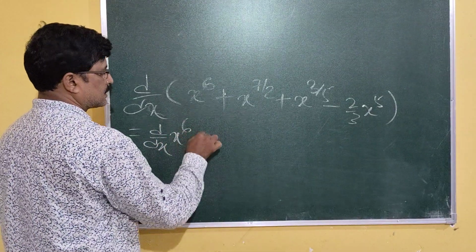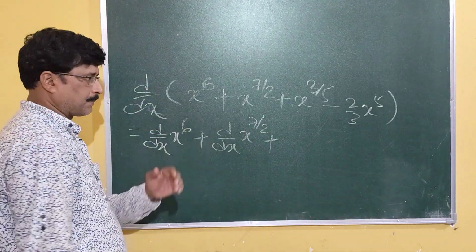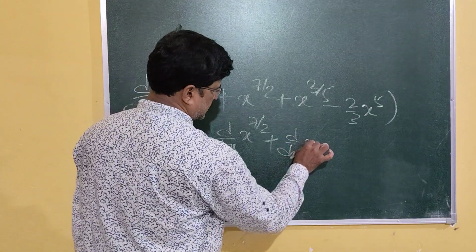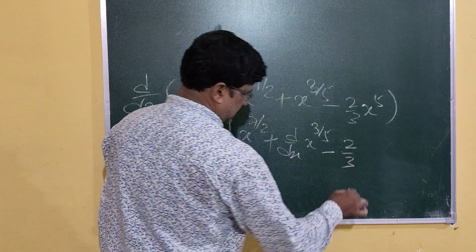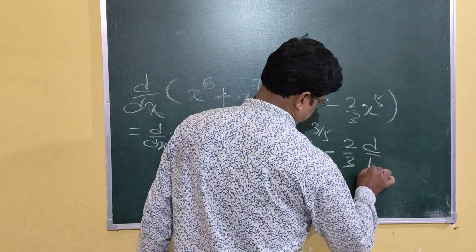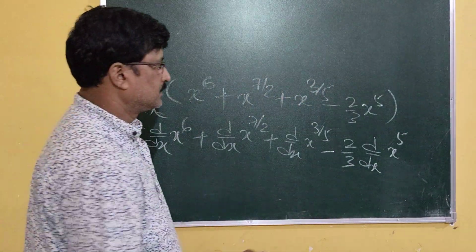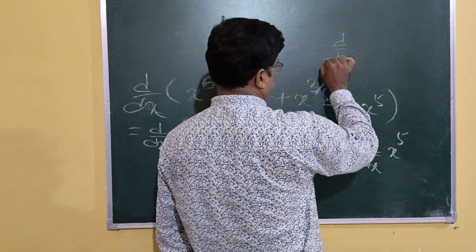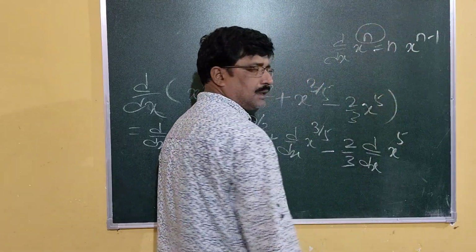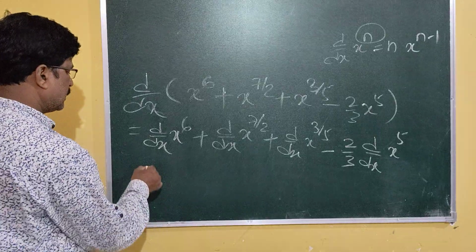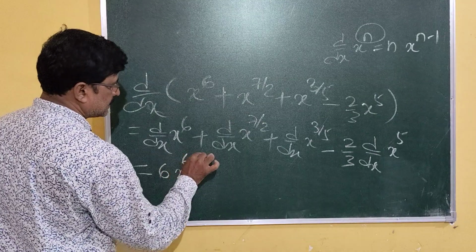Dy dx of x to the 6 plus dy dx of x to the power 7 by 2 plus, first we have to separate this, dy dx of x to the power 3 by 5 and 2 by 3 is a constant, keeping it outside. So dy dx of x to the power 5. Okay, as I have told you, the formula dy dx of x to the power n is equal to n x to the power n minus 1, where n is a constant. Similarly here we have to apply this formula. Here n is 6, so it becomes 6 into x to the power 6 minus 1.